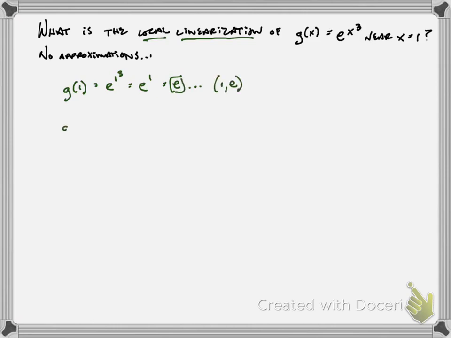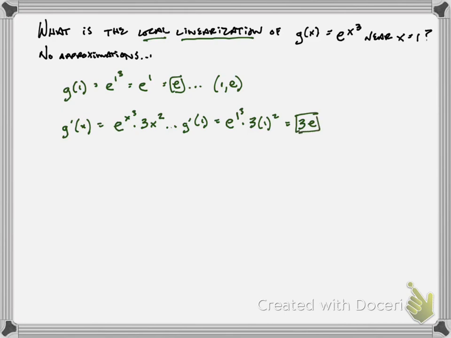I need my slope. My slope is always going to be g prime, so I'll find an equation for g prime. Well, this is e to the x cubed, and so we've got e to the x cubed times the derivative of x cubed, 3x squared. And so g prime of 1 is e to the 1 cubed times 3 times 1 squared, which is going to be 3e.